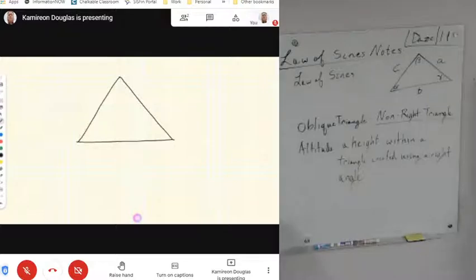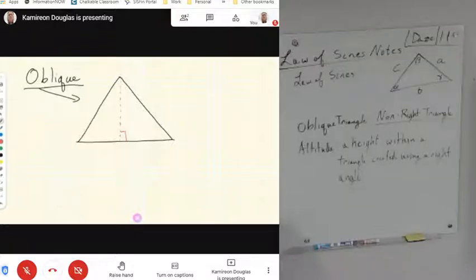So, to create an altitude in this picture, first of all, this right here is considered to be oblique. Why is it oblique? There's no right angle. So it's got to be oblique. So where's my altitude? Well, there's actually three of them for this picture, but let's focus on the main one, going straight up and down, creating a right angle to the bottom. This will take this oblique triangle and turn it into two right triangles.